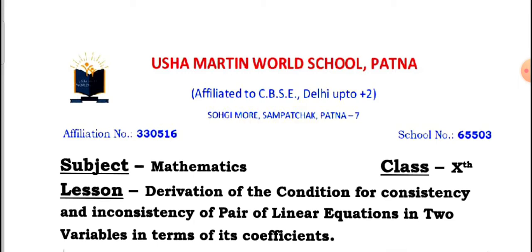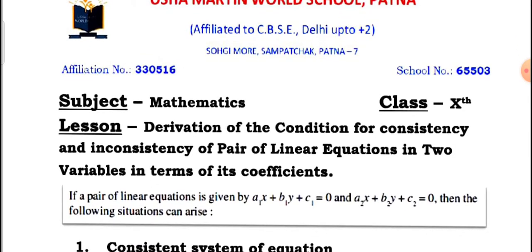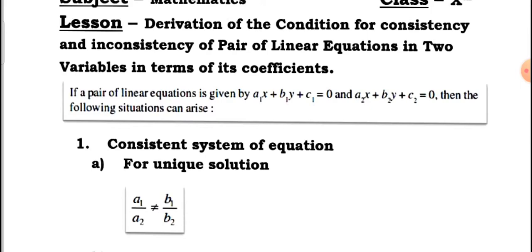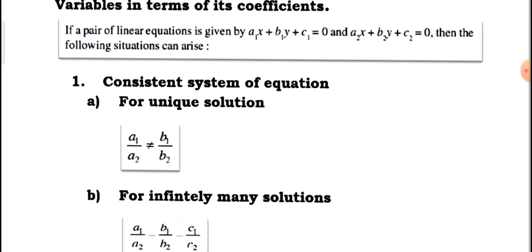So, in today's class, we are going to discuss the lesson that is derivation of the condition for the consistency and inconsistency of pair of linear equations in two variables in terms of its coefficients. Obviously, we are going to discuss how we can derive these relations for the consistency of system of equations.